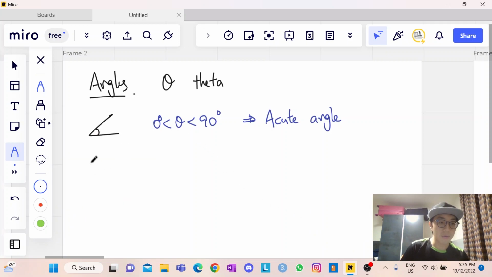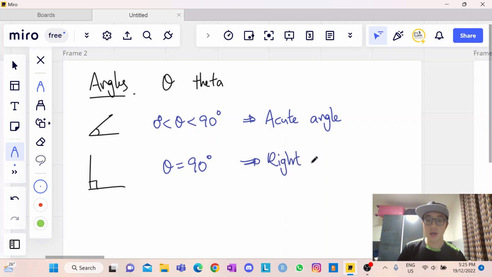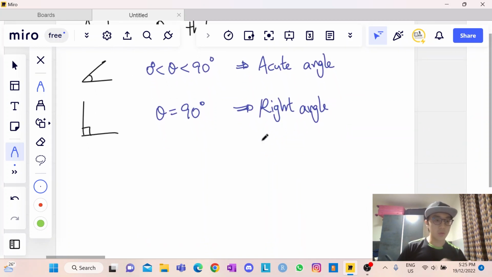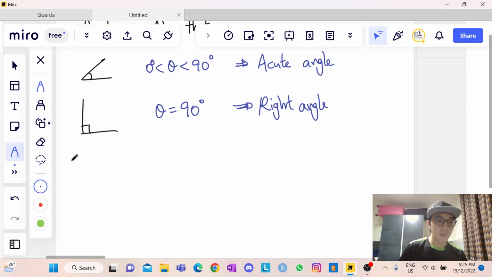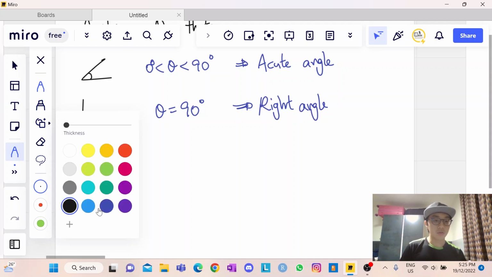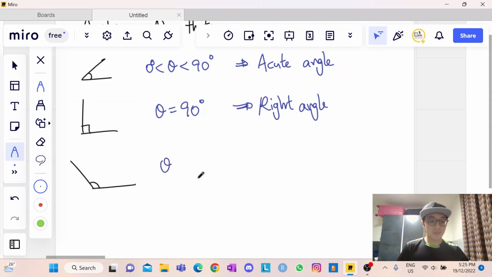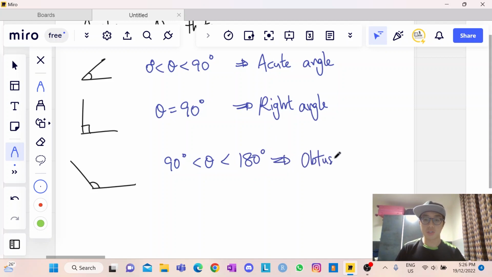Number two, we will have the right angle. So the angle is just right, that it is just 90 degrees. Theta is equal to 90 degrees. So this is called a right angle. After that, we will have an obtuse angle. An obtuse angle is an angle which is more than 90 degrees but less than 180 degrees. This is called an obtuse angle.